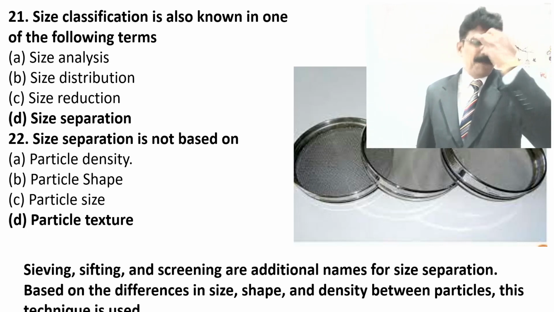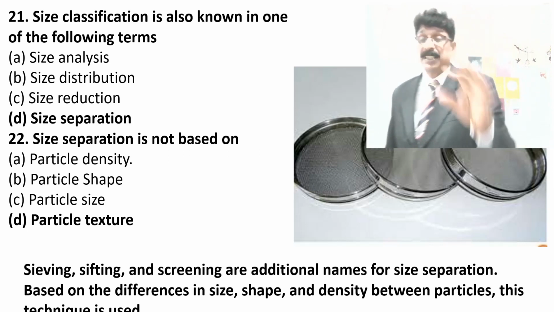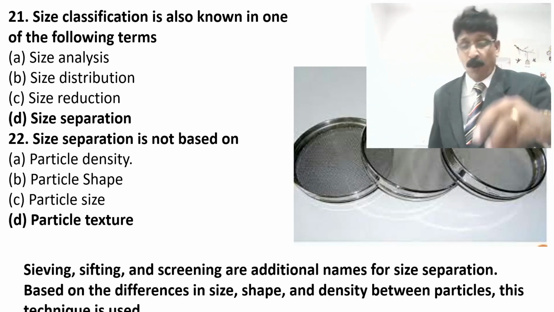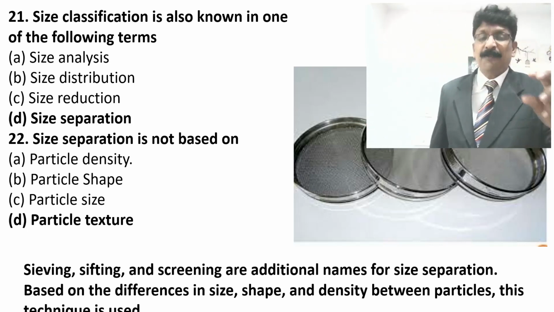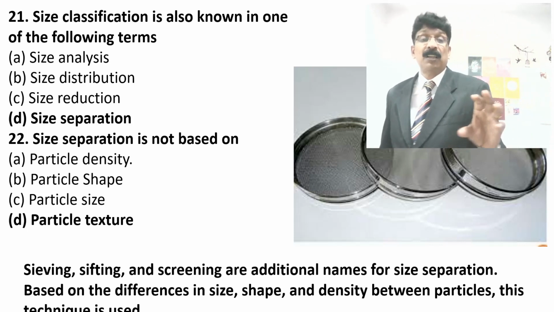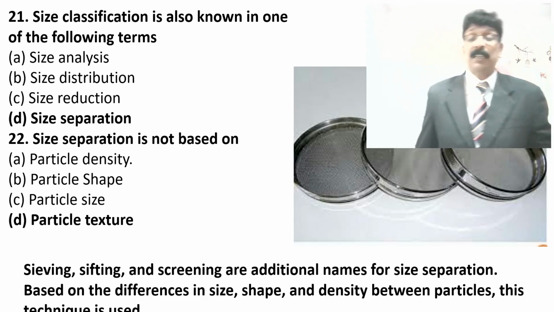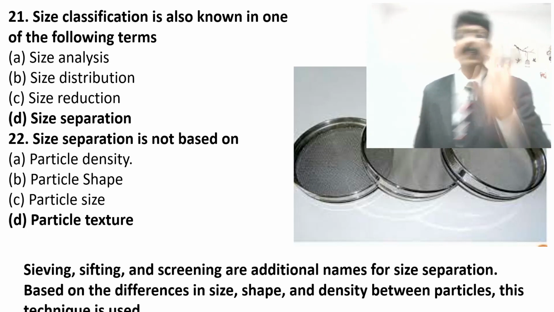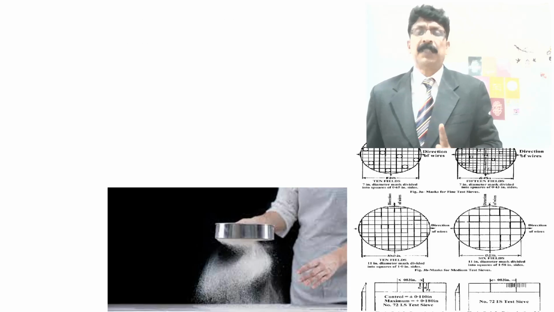Shape also matters. Sometimes if the shape is different, the particle may not go through, for example oval shape or round shape. There is a small difficulty, but we cannot say it is not based on shape; it is also based on size separation. But texture does not have any influence in size separation. So students should remember this.